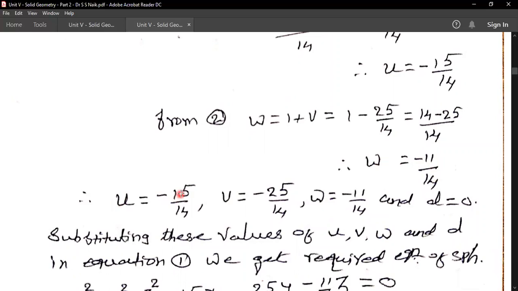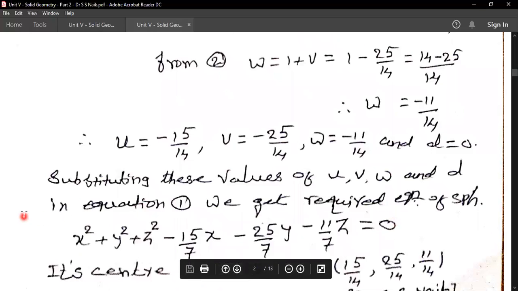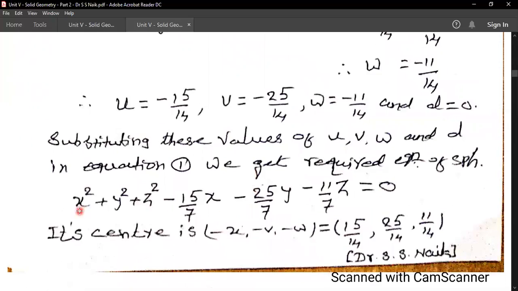So u is equal to minus 15 upon 14. v is equal to minus 25 upon 14. w is equal to minus 11 upon 14. And d is equal to 0. Then substituting these values in equation 1, that is the required equation of a sphere, we get the equation of a sphere as x square plus y square plus z square.